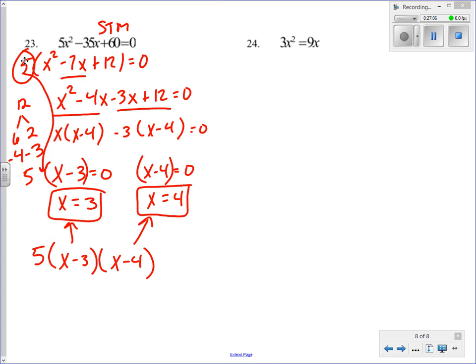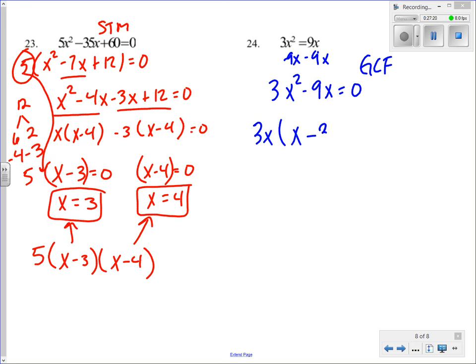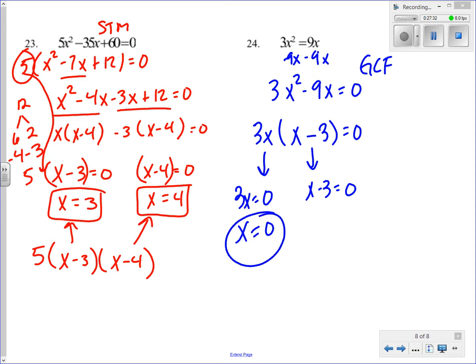Last one, okay, I would subtract the 9x over. Okay, and then this is just GCF from here. Pull out a 3x, so you have x minus 3 left. Set both parts equal to 0. Divide by 3 on this one. 0 divided by any number is 0. Add 3, and we have x equals 3 for our second solution.